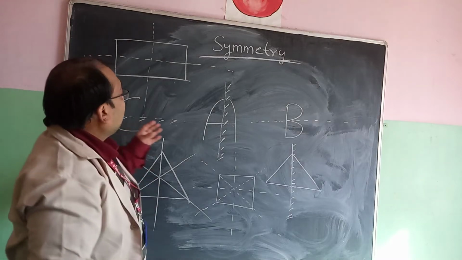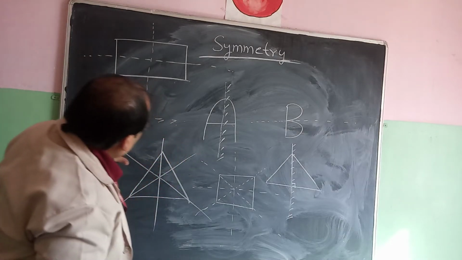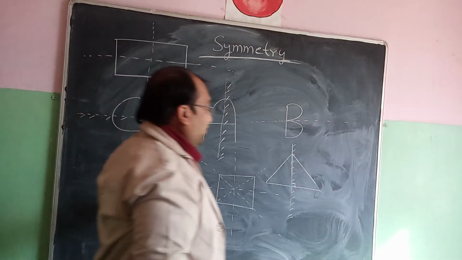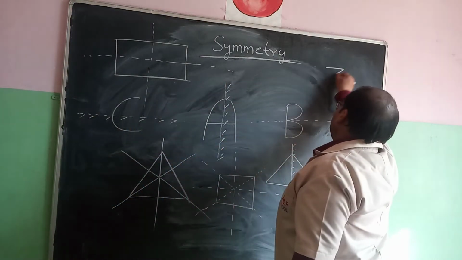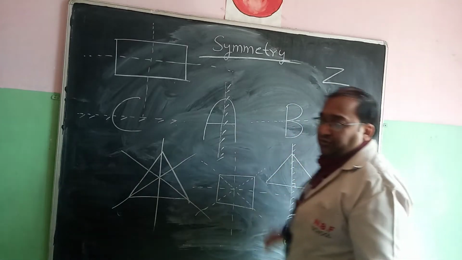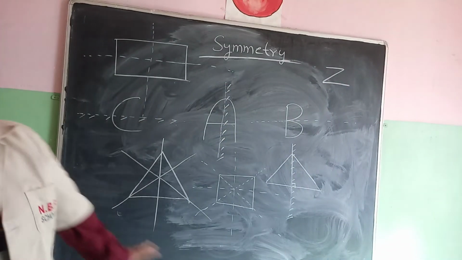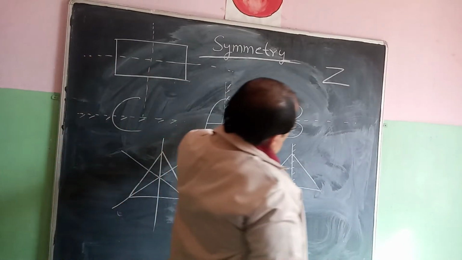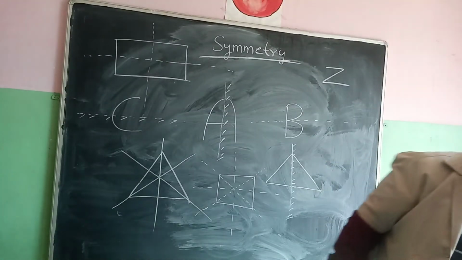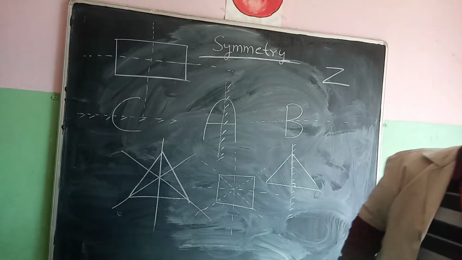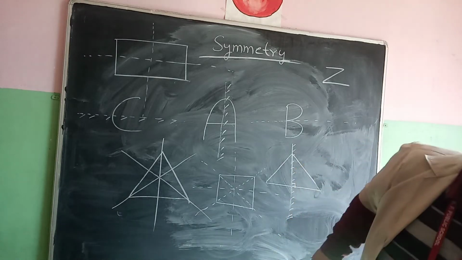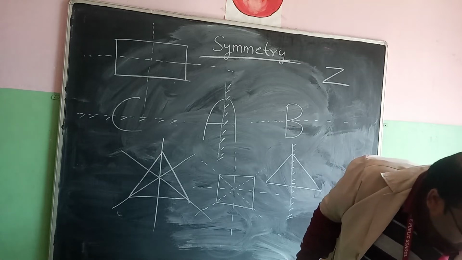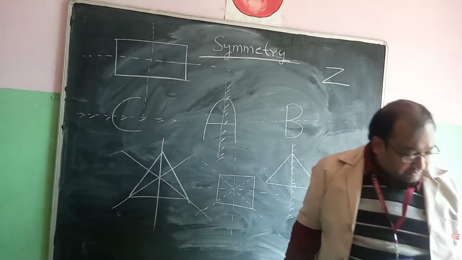So we are discussing symmetry. In different figures, we are having different lines of symmetry. Maybe there is no line of symmetry. Let's suppose I take Z. In Z, there is no line of symmetry. So Z has zero lines of symmetry. Now I have one question.